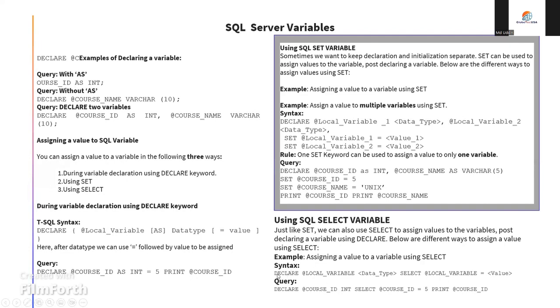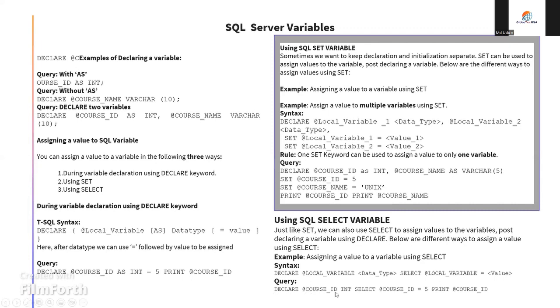So here the syntax is declare local variable data type, same thing, right? Declare local variable as data type. So you can use it with as or without as also. If you're using with as, you have to write it in this format: as int. If you're using it without as, you can write course ID int. Okay? That's the only difference with as and without as.